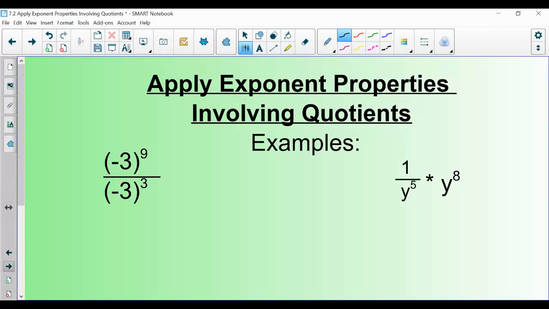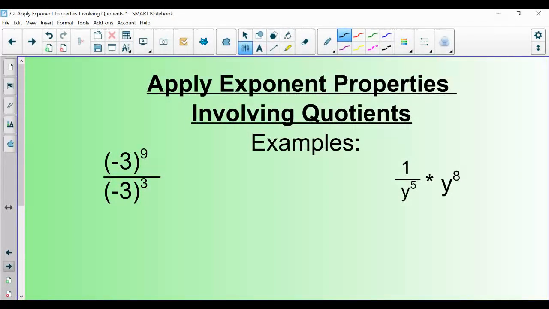So you guys are going to be responsible for putting all of these properties together. All the properties individually isn't very difficult, but it does get pretty difficult when we are using multiple of them at a time. This first example here, -3 to the 9th power divided by -3 to the 3rd.